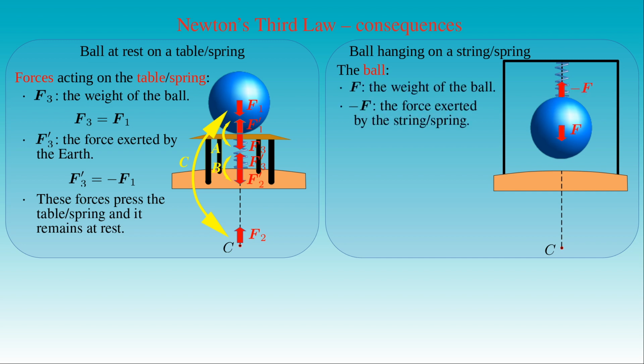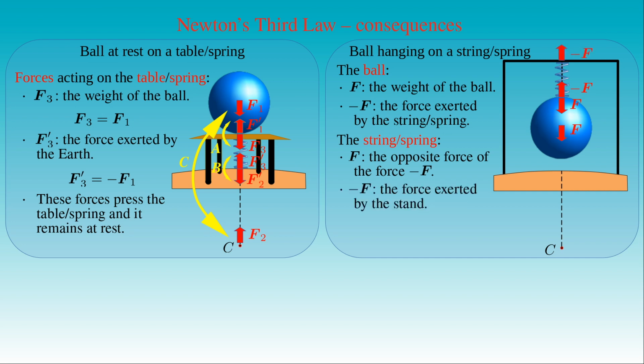The forces acting on the string or the spring are the following: the opposite force F exerted by the ball at the lower end of the string or the spring, and the force minus F exerted by the stand at its upper end. The force acting on the stand is the opposite force acting at the upper end of the string or the spring, which is just the weight F of the ball. This force transmits the weight of the ball to the Earth, and this weight has the opposite force minus F.